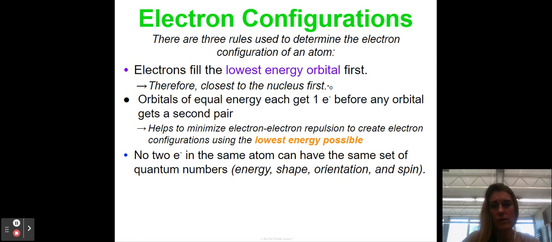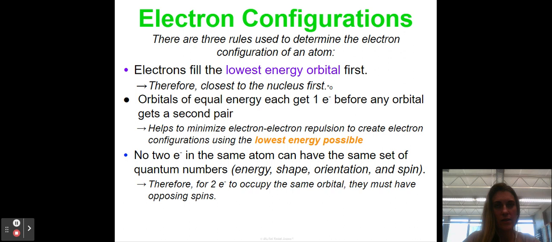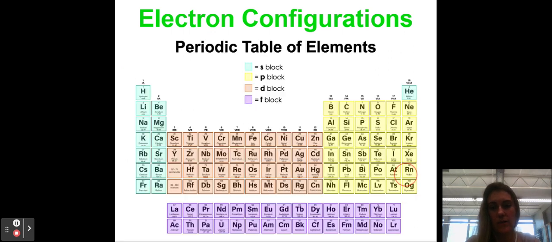No two electrons in the same atom can have the same set of quantum numbers. Quantum numbers we're not really looking at, but what they're saying is all electrons are unique as far as where they're located and all the different characteristics about them. They are spinning, and if they are in the same orbital, they're going to spin in opposite directions. So one will spin clockwise, the other one spins counterclockwise.